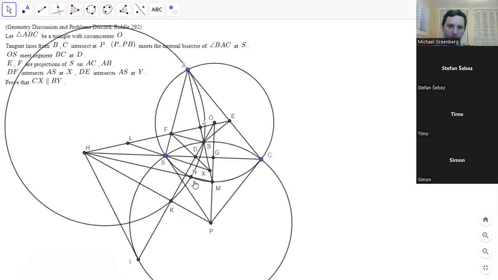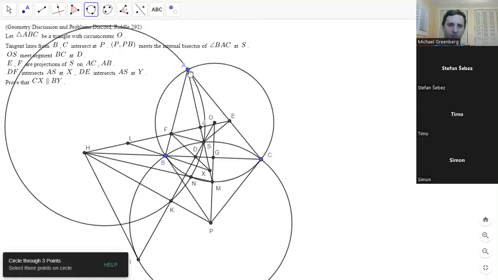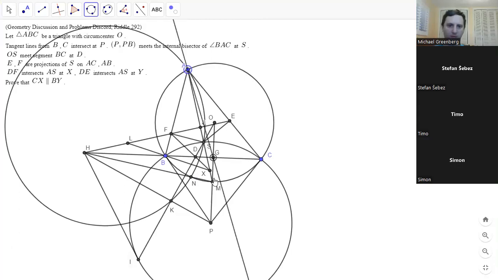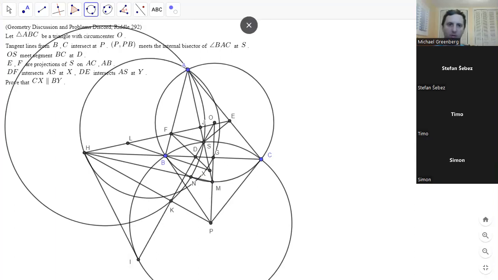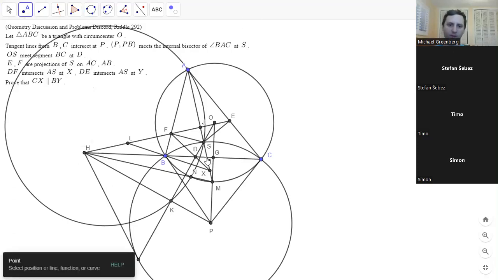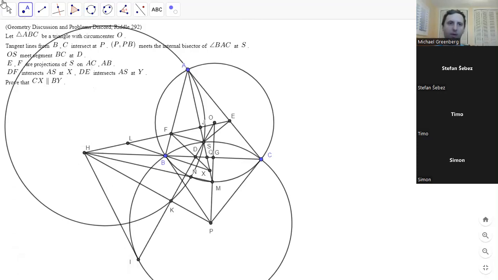And also you have that A, G, N, and H are cyclic. AGM, and no, never mind. Not G. That was the wrong point. I meant the intersection of the angle bisector with BC instead of G. So AQM or AQH and N. Interesting. So this point N has a lot of circles going through it.